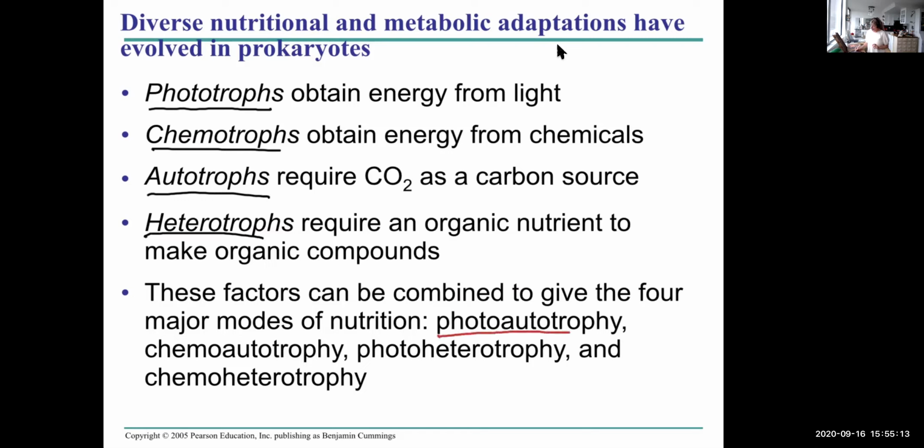And that is photoautotrophy, chemoautotrophy. I know these are kind of cumbersome, but that's what they're called. Photoheterotrophy and chemoheterotrophy.